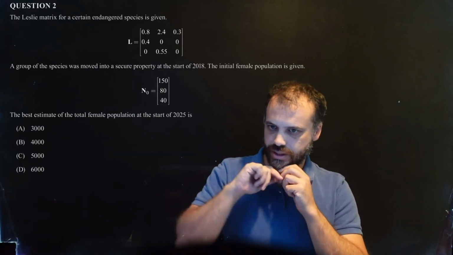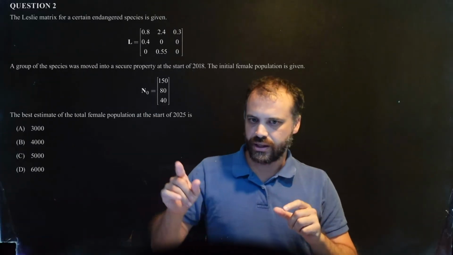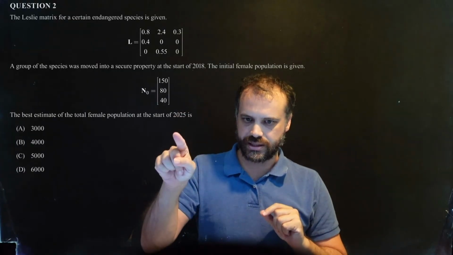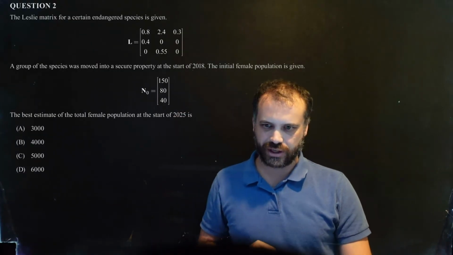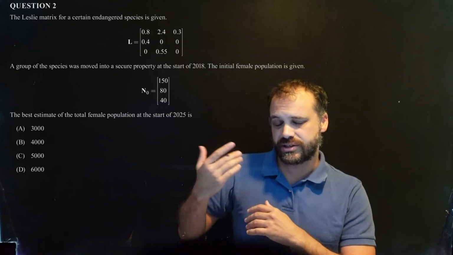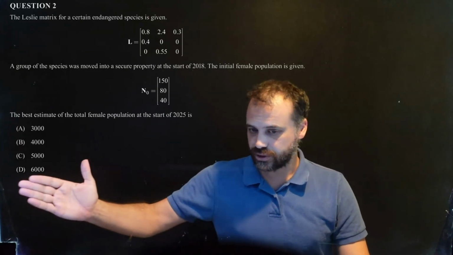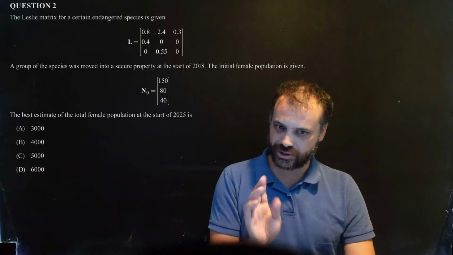Okay, next question here, Leslie matrix, right? Now, I want to talk about this briefly. Start of 2018, start of 2025. And people say, well, do I raise it to 7? Do I raise it to 6? Do I raise it to 8? I like to dumb it down by just drawing the timeline so I don't make a mistake.